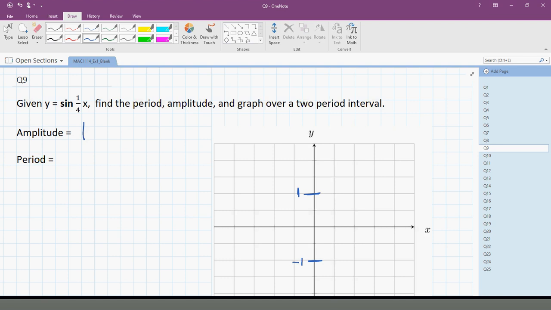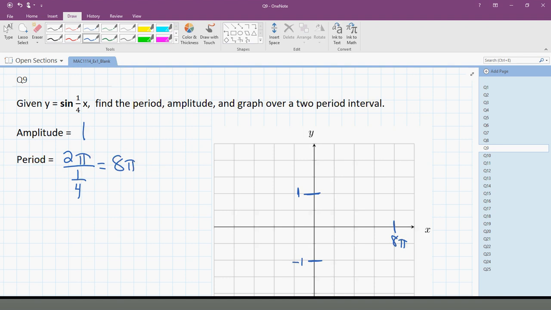Okay? And then from there, we get our period. So what is our b value? 1 over 4. So we're going to take 2 pi divided by 1 over 4. There you go, 8 pi, because you end up flipping the 1/4, which becomes 4, and 2 pi times 4 is 8 pi. So the longest we will go up here is to 8 pi. So I'm going to call this right there 8 pi.